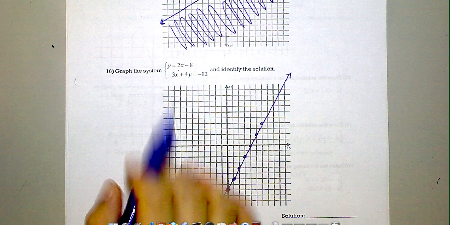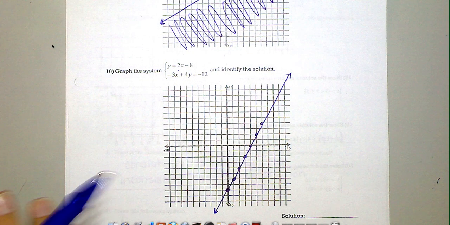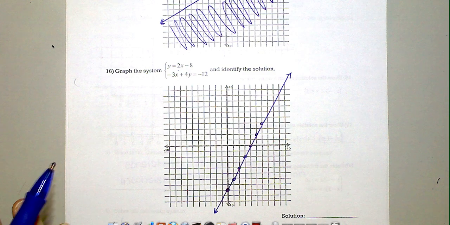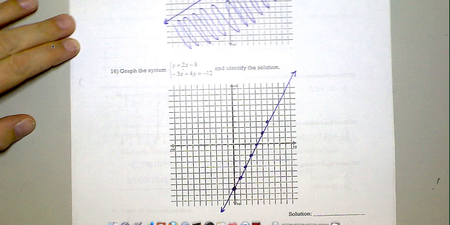Now the second equation is not written in slope-intercept form. So I have two different ways that I could go about solving this. I could put it in slope-intercept form. I'm going to do that off to the side here.